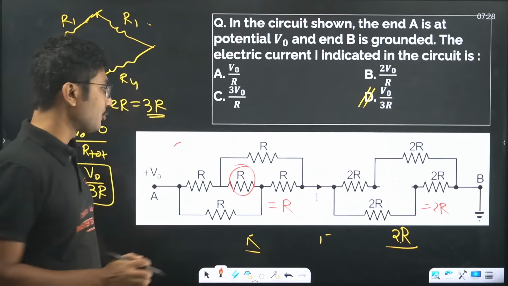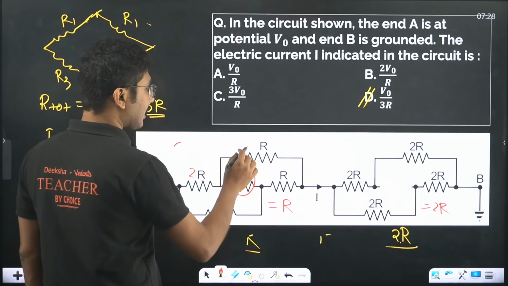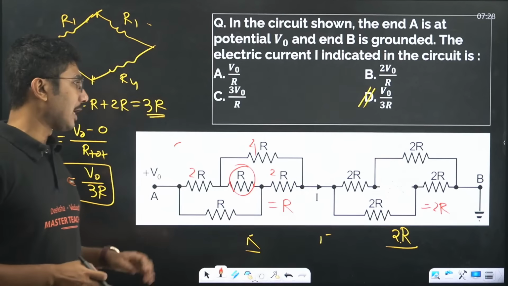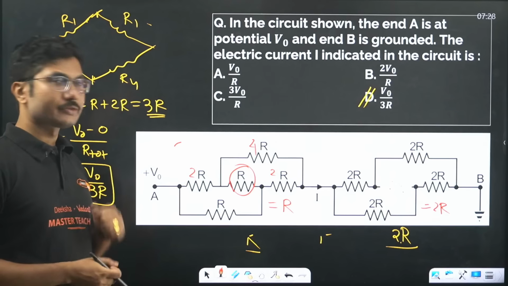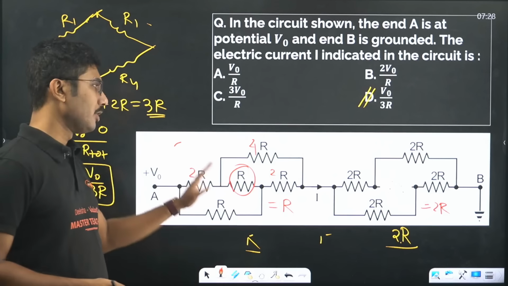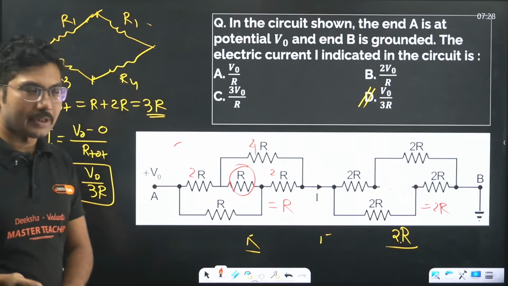If it is not, suppose this is 2R, this is R, this is 4R, this is 2R, then you have to calculate. There is no other option. This is also a balanced Wheatstone bridge. 2R by R equals 2, 4R by 2R is also equal to 2. So in this case, you have to calculate the equivalent resistance.